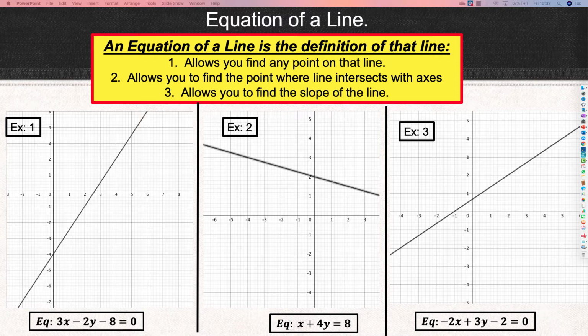The first way you can be asked to get the equation of the line is you can be given a slope and a point. The second way is if you were given 2 points. And the third way is if you could be asked to check is a point on a line. So we're going to look at the first one.